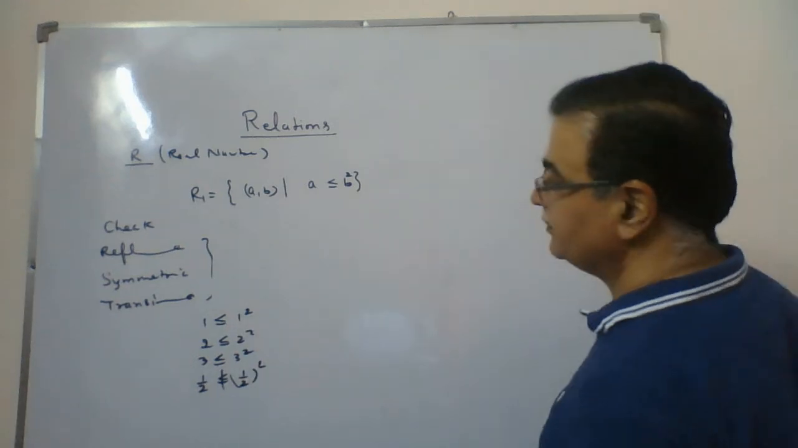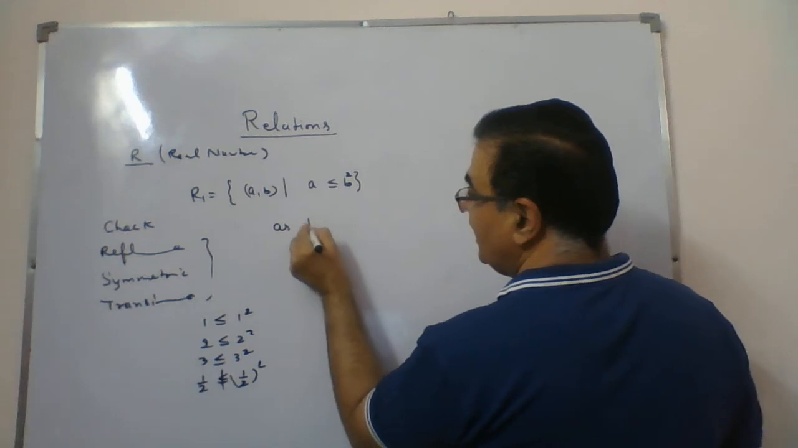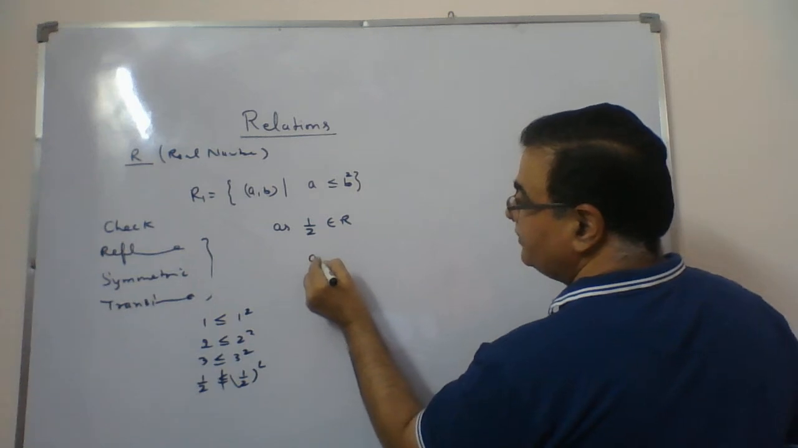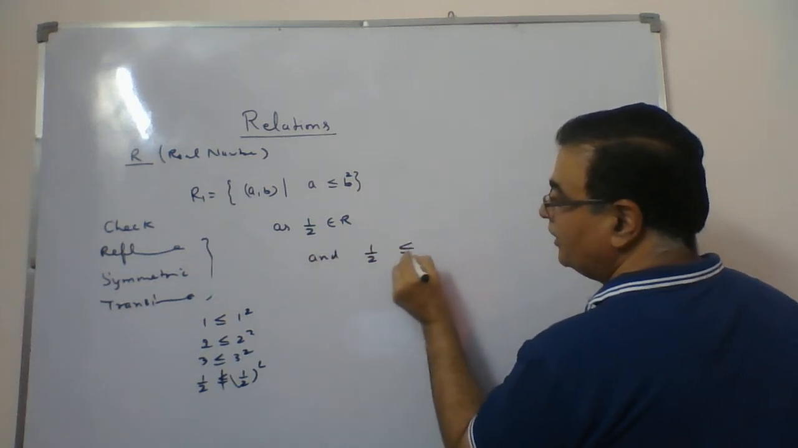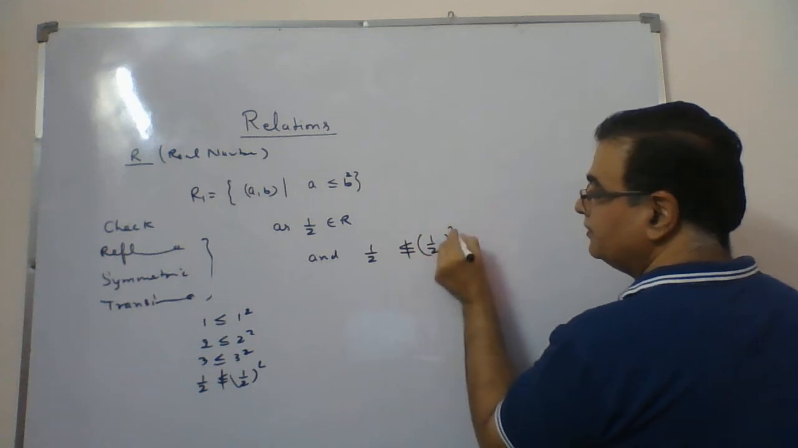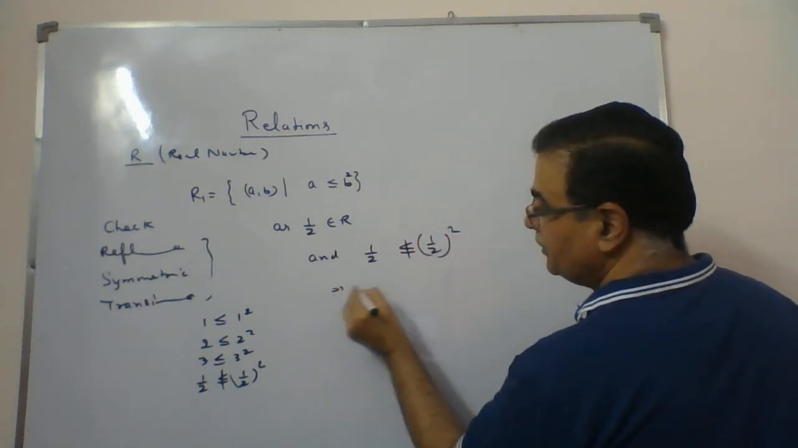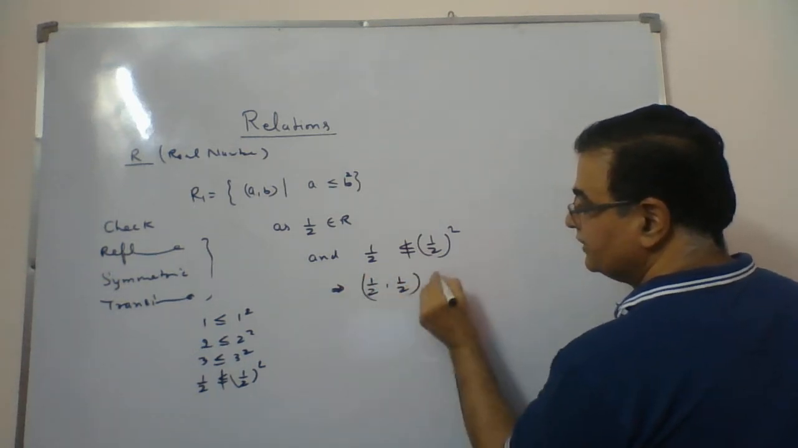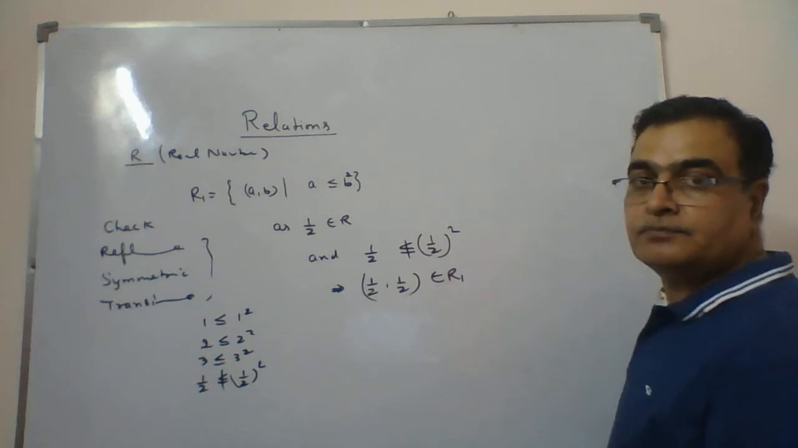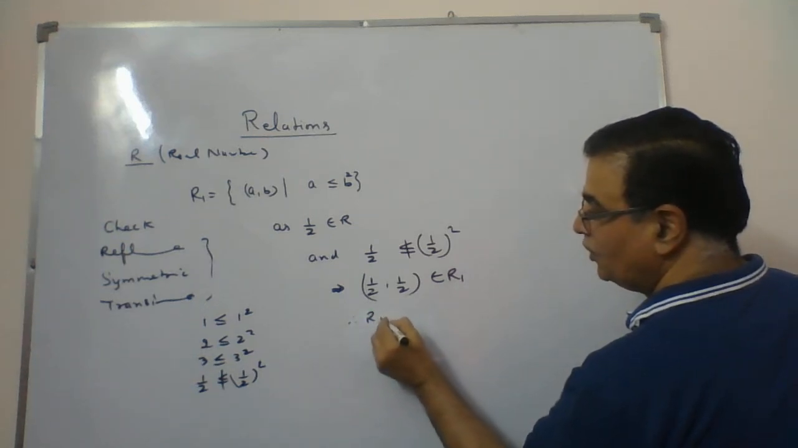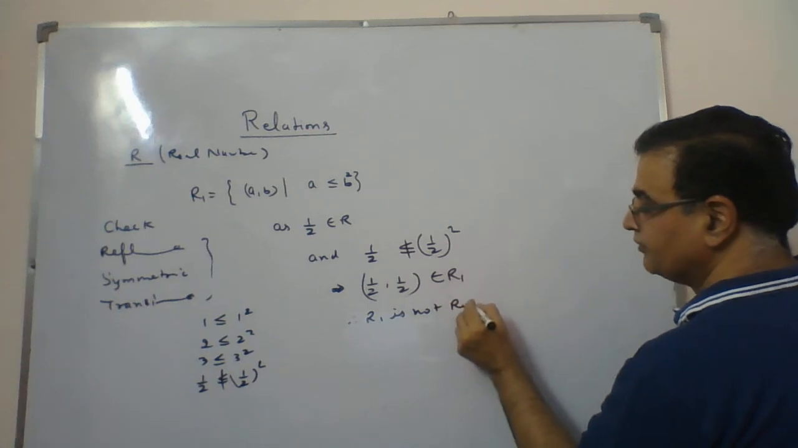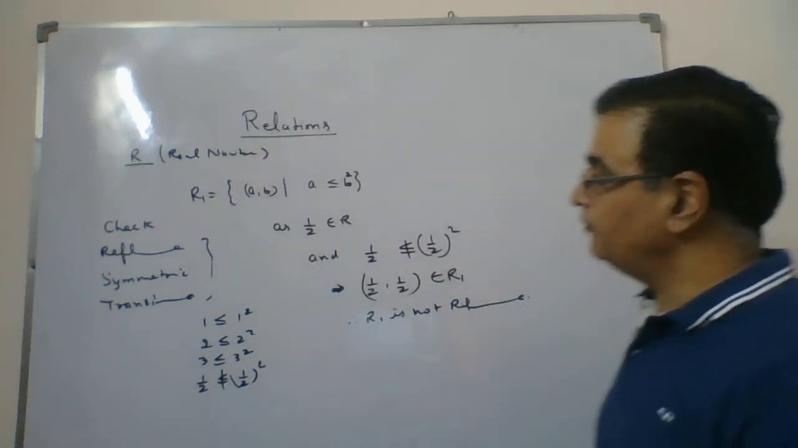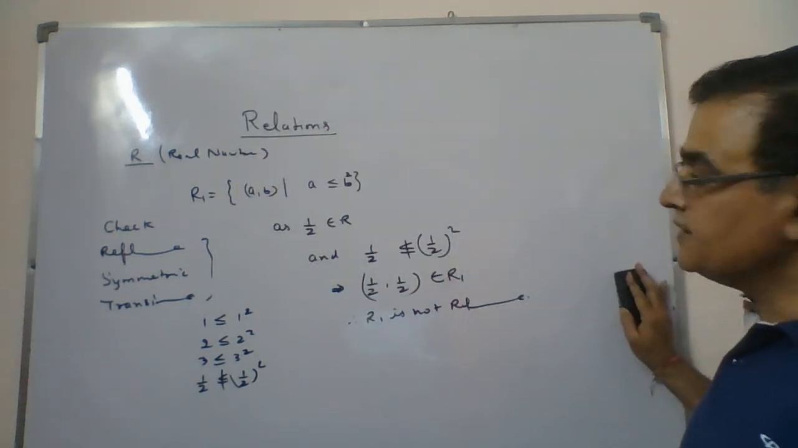So what you should say in this case: as half is a member of the real numbers and half is not less than or equal to half square, what does it mean? (Half, half) does not belong to R1. Therefore, R1 is not reflexive. One thing is clear: R1 is not reflexive. Now we think about the symmetric.